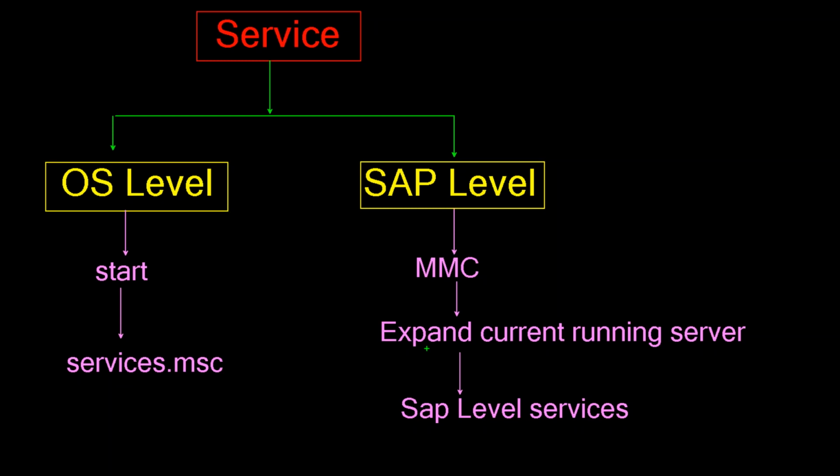So what is the difference between OS level and SAP level? With OS level services, we are not able to start all services at a time, and we are not able to stop all services at a time. But with SAP level services, we are able to start all services at a time, and we are able to stop all services at a time. So I will show you.